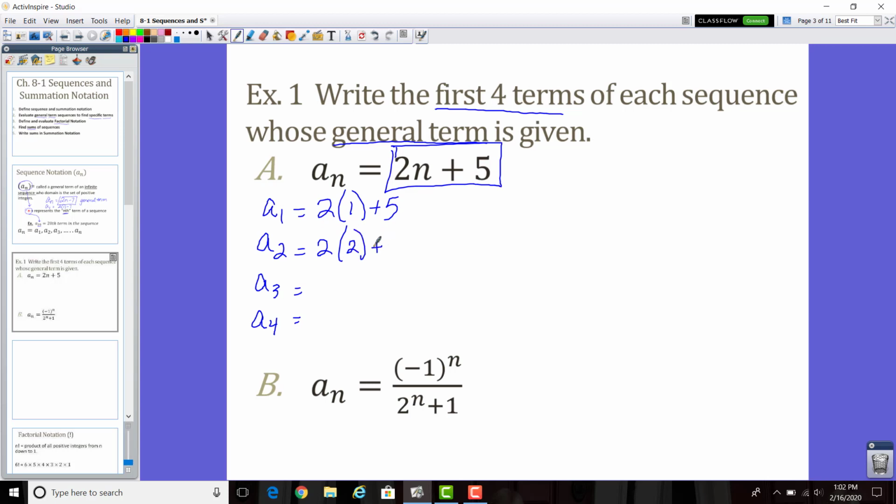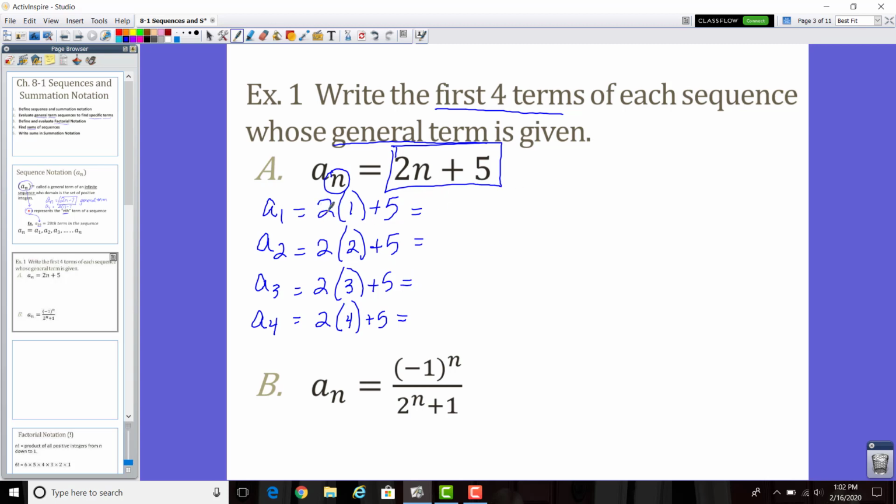That means I'm finding the value of the first term, or I'm finding the value of the second term. So you'll notice that because my n here changed to number 1, then this n here changed to a number 1. Same thing with 2, or the second term, and the third term, and the fourth term. So once I replace n with the number of the term I'm trying to find the value of, I can evaluate this using the order of operations to get my term.